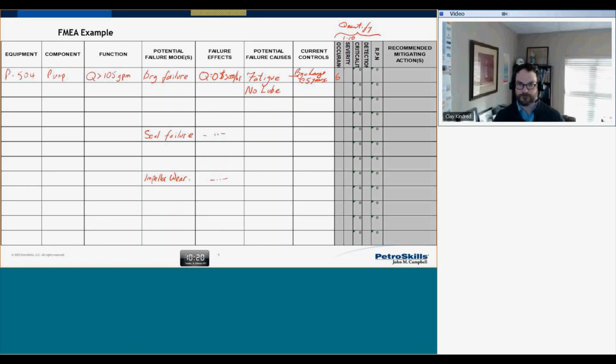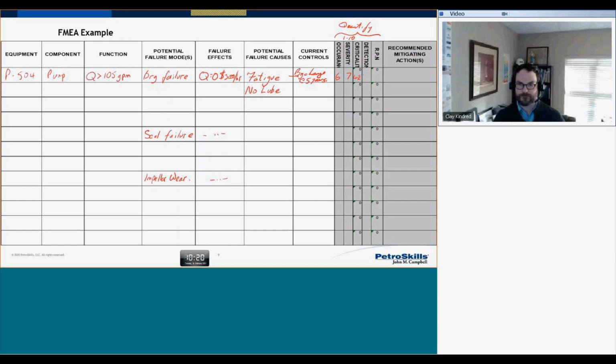If the bearing does fail, how severe is this? This is going to depend on your process. If it's this pump which supplies water for the showers in the accommodation block, not so severe. If it's a fire water pump or if it's a process critical pump, it's going to be high. So let's say we make that a 7. What we can do is multiply these two together. In that case, that's going to be 42.